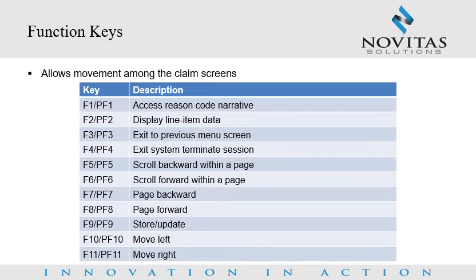F4 is used to terminate a session and exit you from the system. F9 is used to store or update a claim. You must remember to use this key to store any data you have entered. If you accidentally hit F4 while you're entering or updating information, it will exit the claim you're working on, terminate the session, and you will have to start all over. So please try to be wary of accidentally hitting the F4 key before you can store or update your claim with F9.